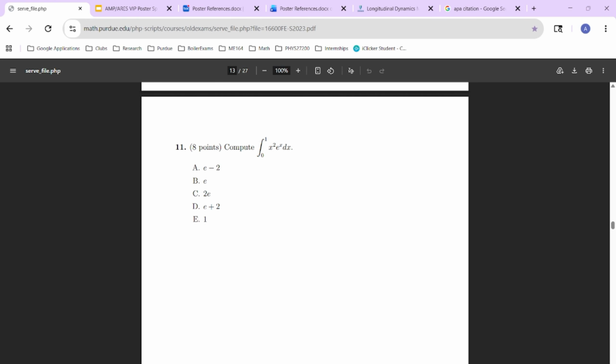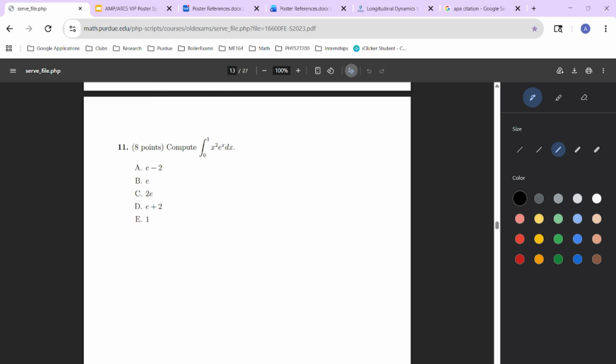Question 11. Compute the integral from 0 to 1 of x squared times e to the x dx. So as you'll notice right off the bat, we have two different functions multiplied together. This should scream out to us to use the integration by parts formula. I'll write it out as IBP.